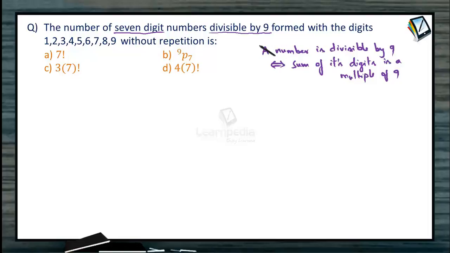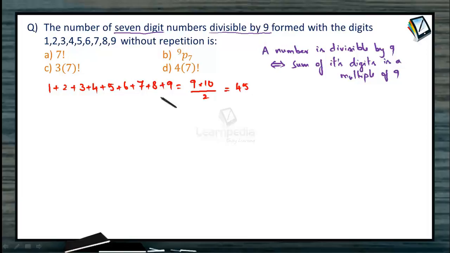Now we need to look at the given problem with the choices 1, 2, 3, 4, 5, 6, 7, 8, 9, where the 7 digits which we select must have a sum divisible by 9. Before proceeding, let's find out the sum of these 9 numbers. 1 plus 2 plus 3 plus 4 plus 5 plus 6 plus 7 plus 8 plus 9, which is the sum of the first 9 natural numbers, is 9 into (9 plus 1) by 2, that is 45.